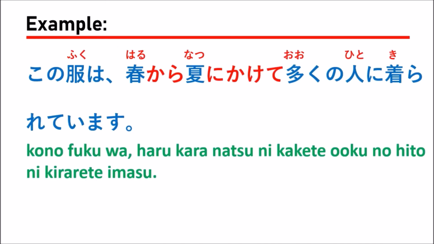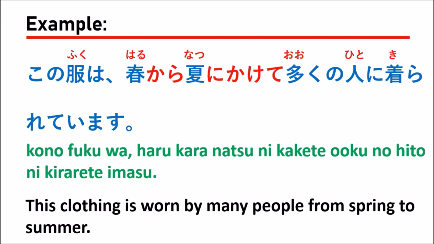The next example, この服は春から夏にかけて多くの人に着られています。Which means this clothing is worn by many people from spring to summer. This clothing is worn by many people from spring to summer.